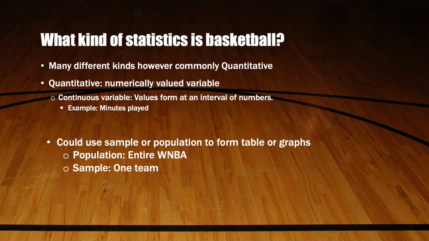What kind of statistics are used in basketball? So there are many different kinds of statistics that can be used. However, this is typically quantitative. Quantitative, as we know, is the numerically valued variable. Type of quantitative would typically be continuous as it forms at intervals such as the minutes played per game or even the rebounds per game. This type of statistic could use the sample or population to form tables or graphs, which we will explore later in the presentation. The population could be the entire WNBA, NBA, or even a high school association, or the sample could be one team, a group of teams.